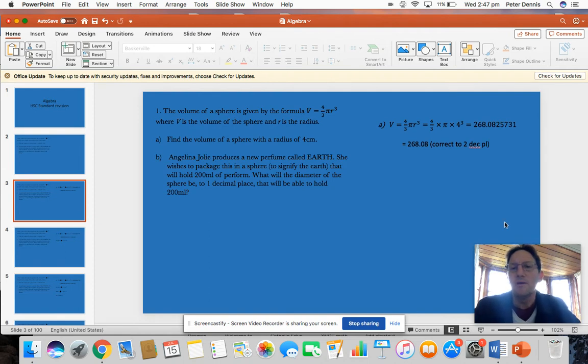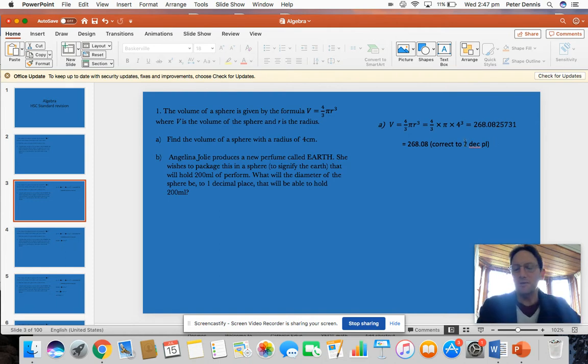So you get 4/3 pi r cubed. You've just got to make sure that you know how to put 4 cubed into your calculator, really. Make sure it doesn't say anything about decimal places. 268.08, if you want it correct to 2 decimal places. 0.08, that's where we're cutting off. 2 is a low number, so it stays at 0.08.